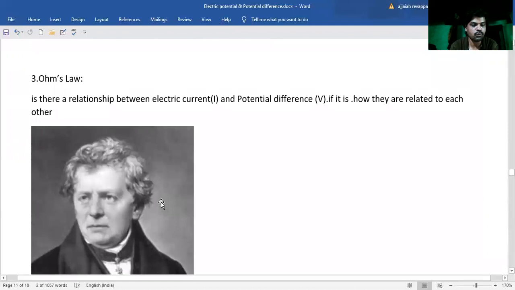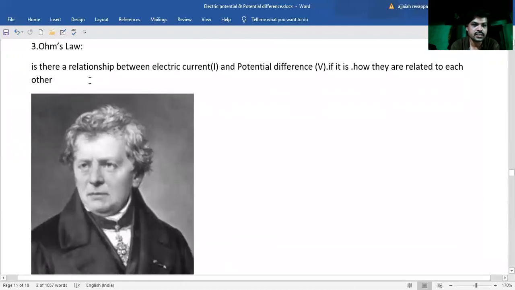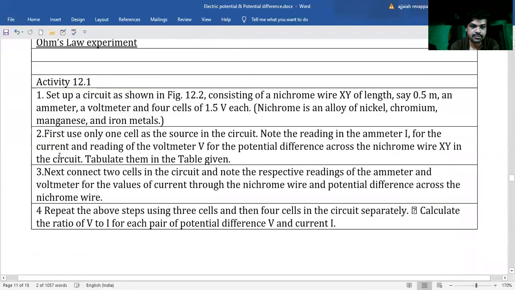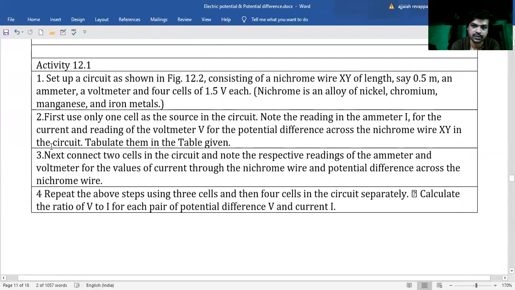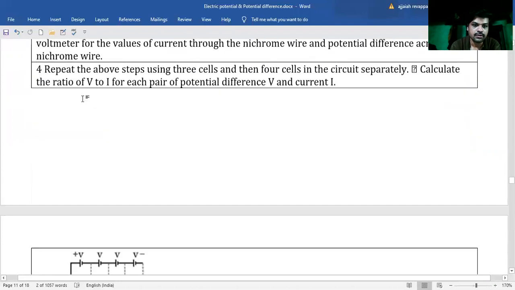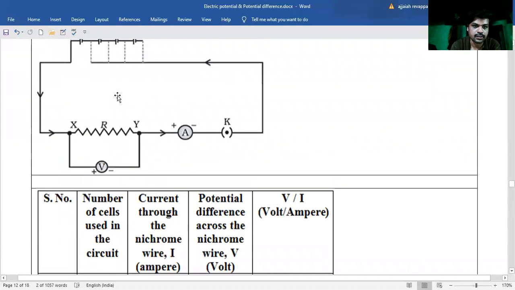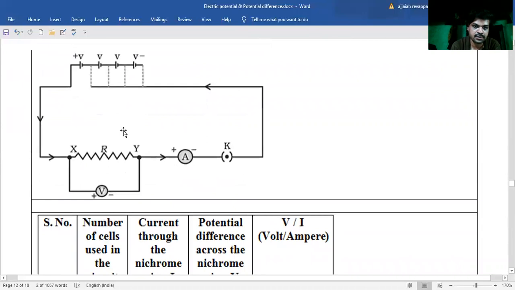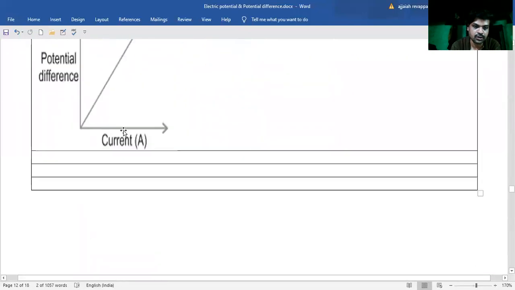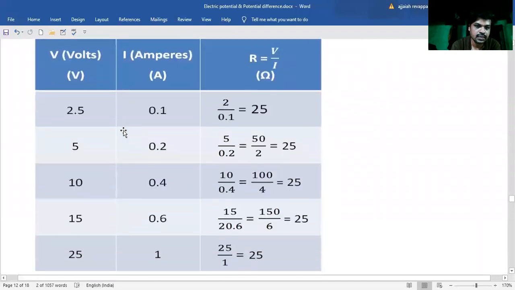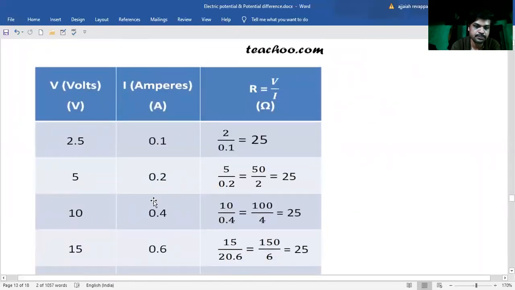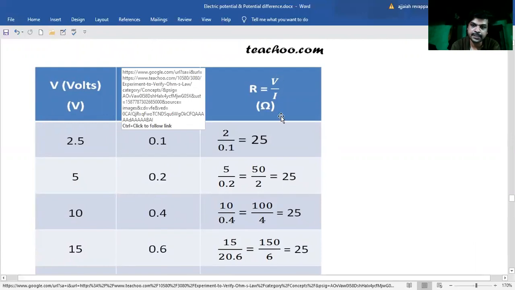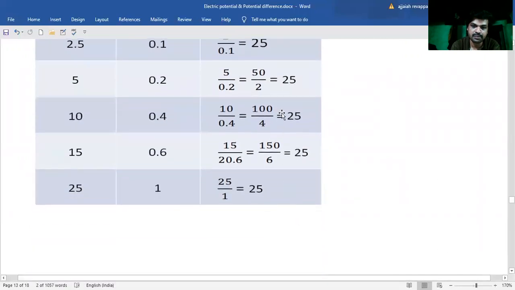Next, that is Ohm's law. That is an important experiment. That is the most repeated question from the point of view of the exam. We studied here 4 steps you need to explain, then the circuit diagram, the tabular column and the graph. Next, we have a set of readings here. And we'll get V by I, that is the resistance value. So the resistance value is coming the same. It must come the same. Okay.